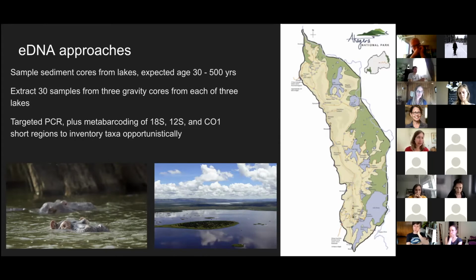So we're going to be using targeted PCR focused on those mammalian species, plus metabarcoding of short regions of 18S, 12S, and CO1. You don't know exactly what's going to work until you know how long the DNA fragments are that we're going to be able to extract.